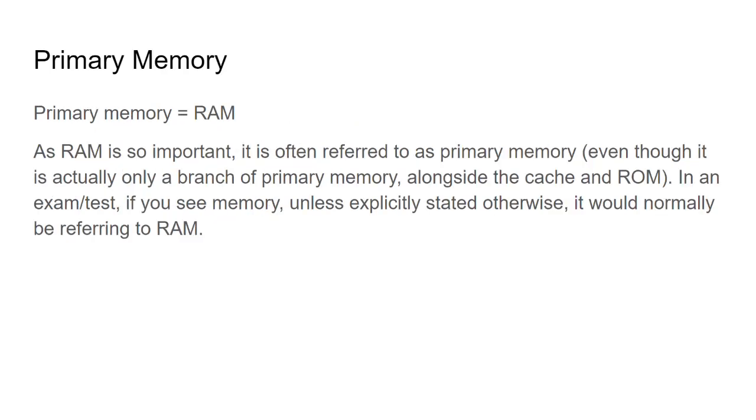Now, primary memory is RAM. As RAM is so important, it is often referred to as primary memory. It's actually a branch of the primary memory alongside cache and ROM. Yeah, this is what I said. Unless explicitly stated otherwise, it would normally be referring to RAM. So anywhere it says primary memory, it is equal to RAM.